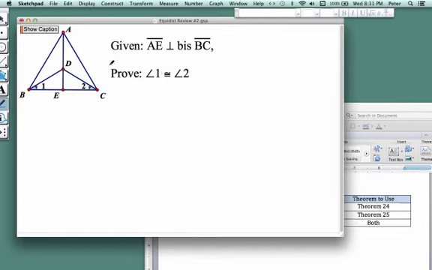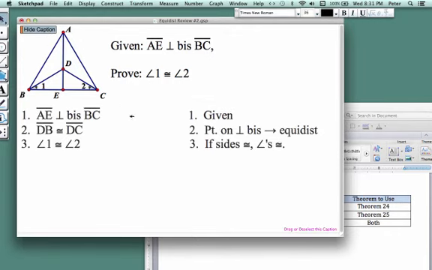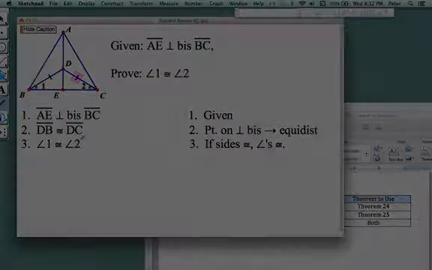Alright, since I know AE is the perpendicular bisector of BC, then I know point D has to be equidistant from point B and point C. So DB is congruent to DC, because if a point is on the perpendicular bisector, then it's equidistant from the endpoints of the segment. So if I know BD and DC are congruent, then if sides, then angles. So angle 1 is congruent to angle 2. Short and sweet. All right, let's take a look at one more example.